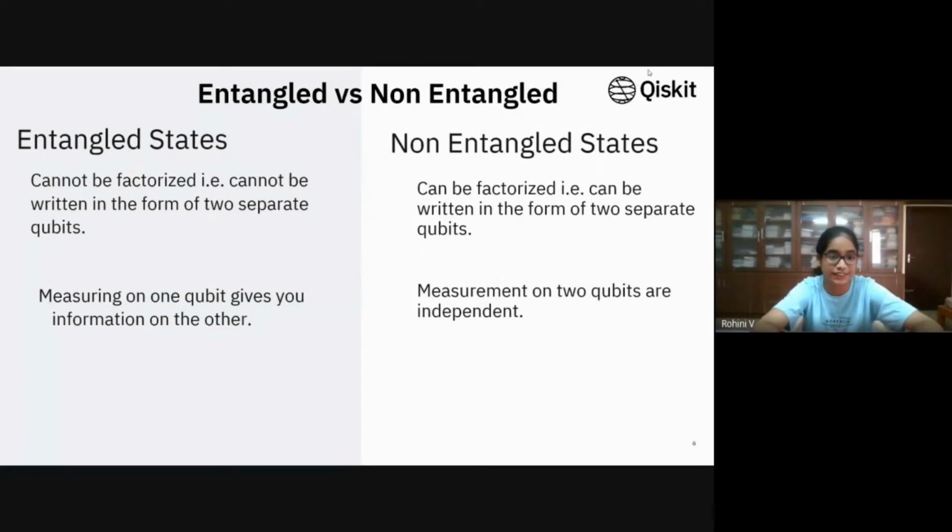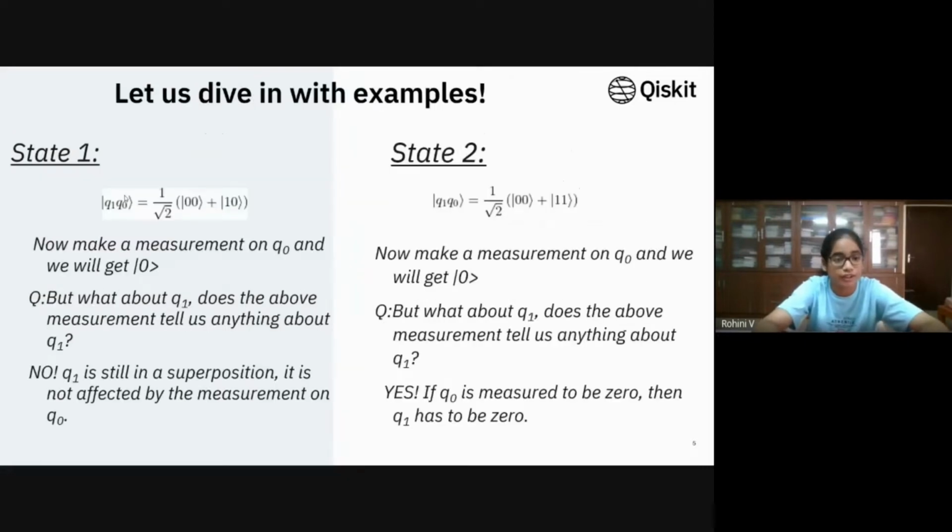Entangled versus non-entangled: what is the difference between entangled states and non-entangled states? Entangled states cannot be factorized. That is, they cannot be written in the form of 2 separate qubits. If you see here, state 1 is not an entangled state, and this one is an entangled state.